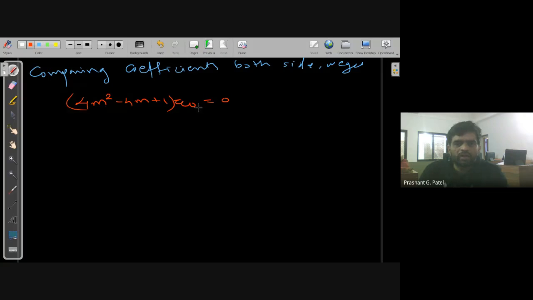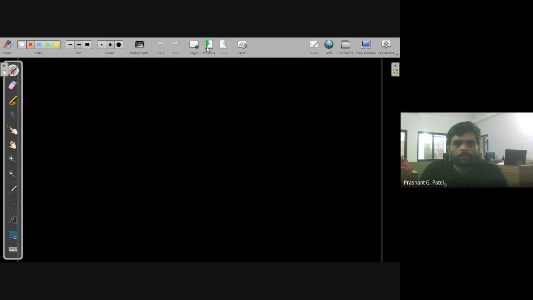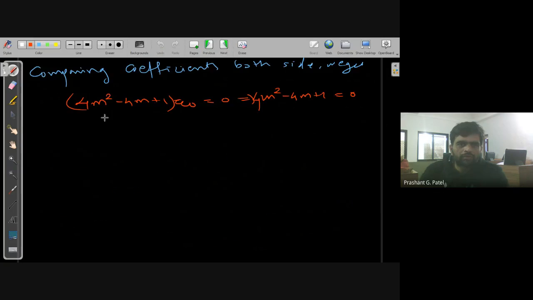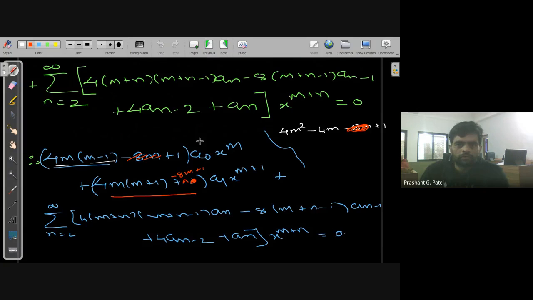But a0 is never 0, so that's why it is 4m square minus 4m plus 1 equal to 0. Sorry. The second thing we have, this is equal to 0. That is 4m into m plus 1 a1 minus 8m a0 plus a1 equal to 0. So this is 8m a0 plus a1 is there.